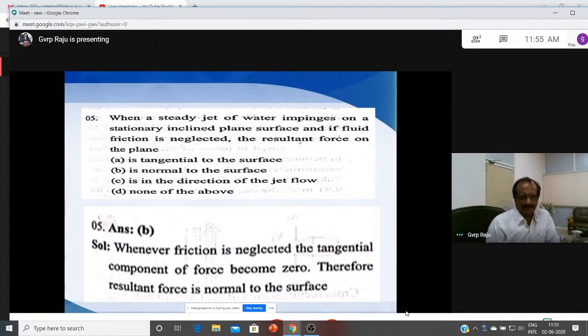He has given that fluid friction is neglected. So when fluid friction is neglected, only the normal force can be considered, and we can neglect the tangential force. So this is answer B, normal to the surface.